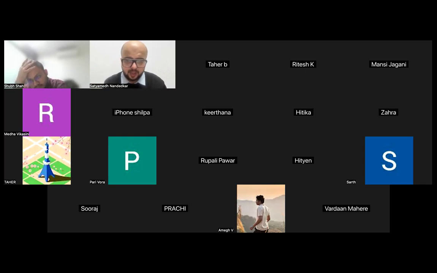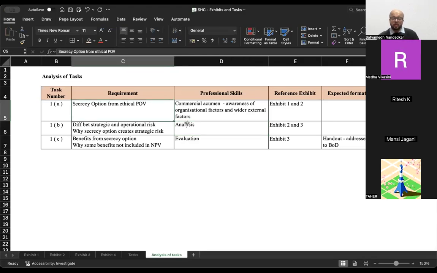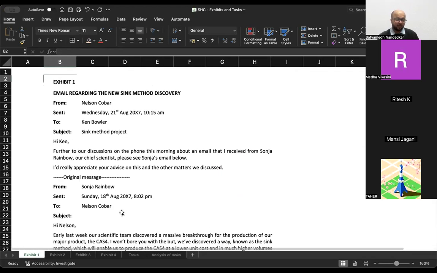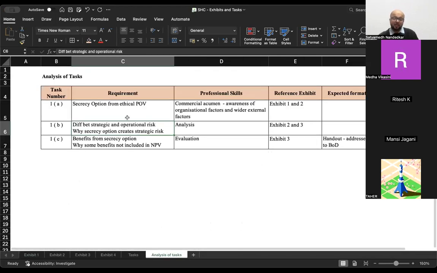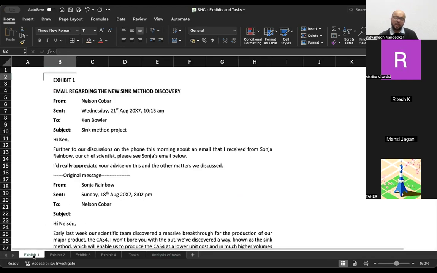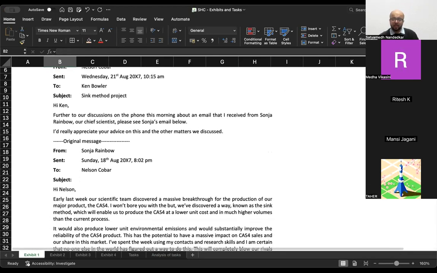Okay? Now let's come back to the question to understand what we have to do here. Secrecy option from ethical point of view, difference between strategic and operational risk, why secrecy option creates strategic risk, and why some benefits are not included in NPV. Okay, let's read this. Let's read exhibit 1 and 2 and keep this in mind that we need to evaluate secrecy option from an ethical standpoint. This is an email regarding the new sync method discovery from Nelson sent on 21st August to Ken, sync method project. Okay?